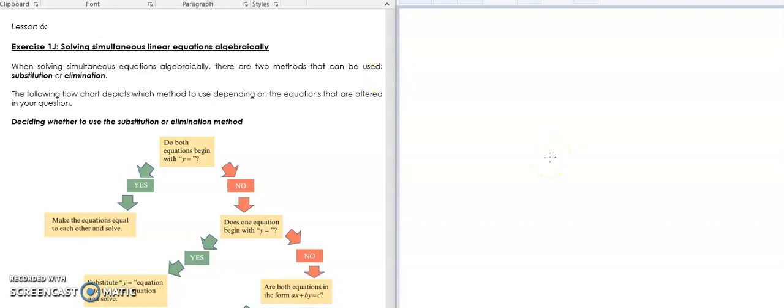Hey guys, this is lesson 6, exercise 1J, solving simultaneous linear equations algebraically. Bit of a long title, yes. Each word though has its importance. Solving, so we're looking for a certain solution. Simultaneous means two going, or sometimes more than two, but two going at the same time. Linear, because we're talking about straight lines. Equations, anything that has an equal sign in it. And algebraically, just using tactics through the algebra world to try to solve this here.